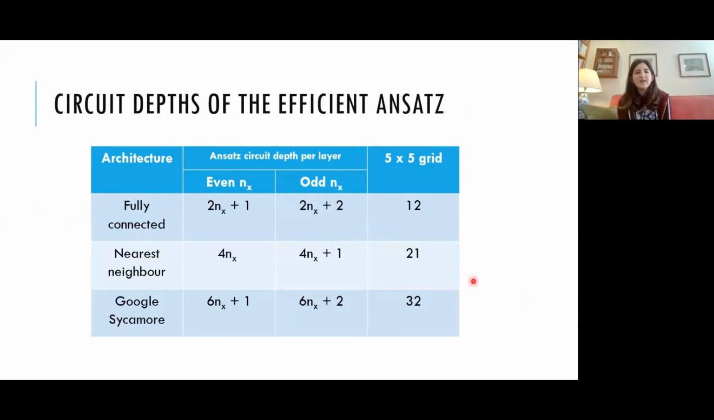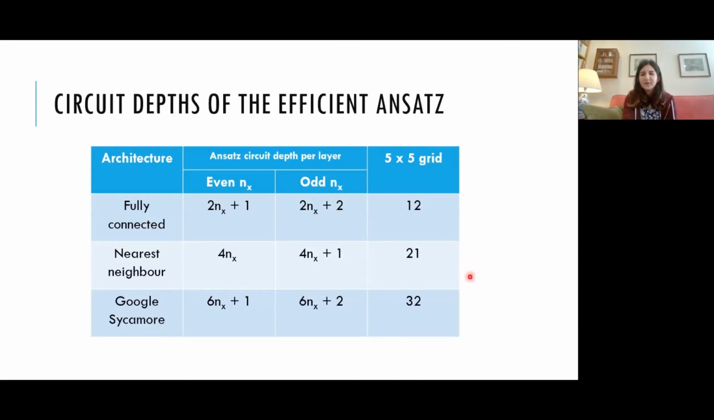So this table just shows circuit depths of the efficient ansätze. We calculated these depths for 3 different architectures: fully connected, nearest neighbor, and Google Sycamore. And you can see what the numbers look like for a 5x5 grid. This is beyond the realm of exact diagonalisation, so solving it exactly classically. A 5x5 grid would require 50 qubits.